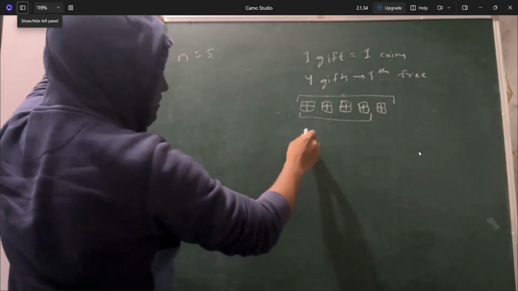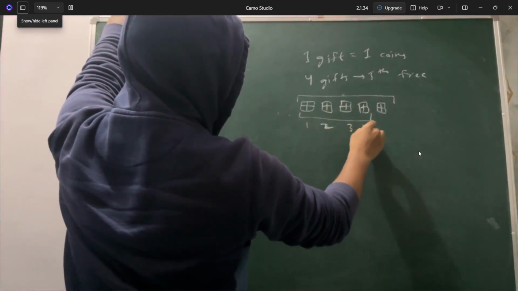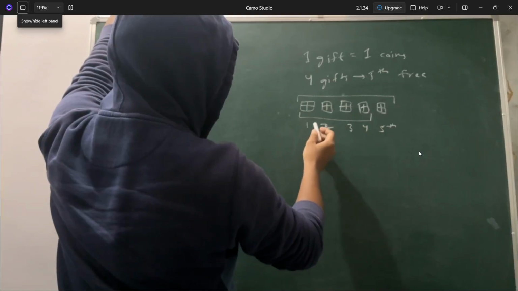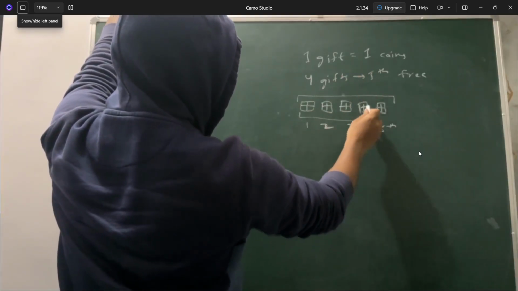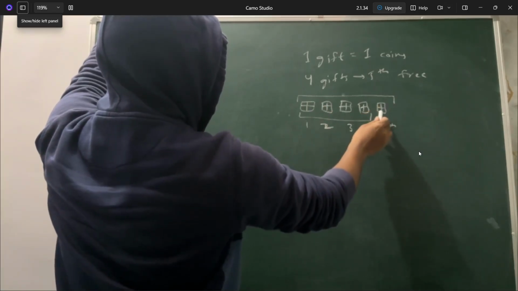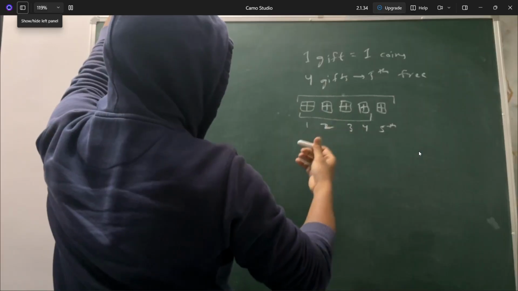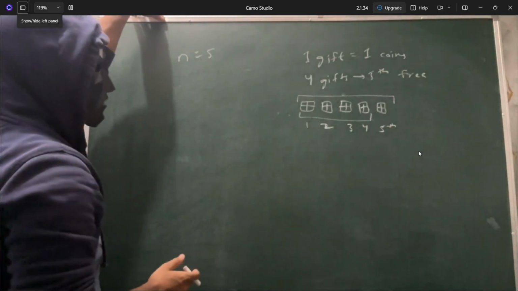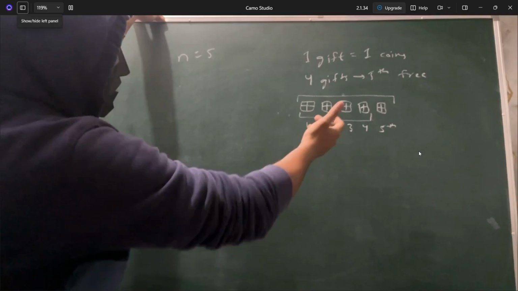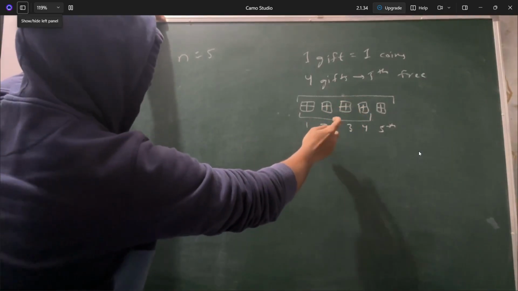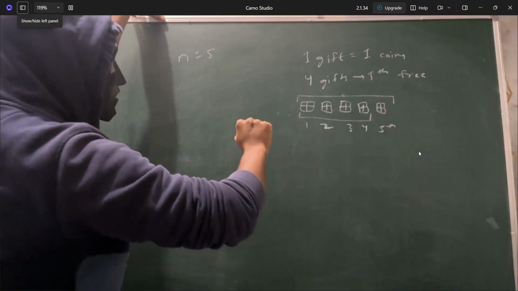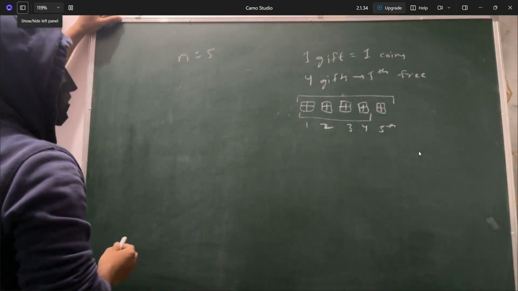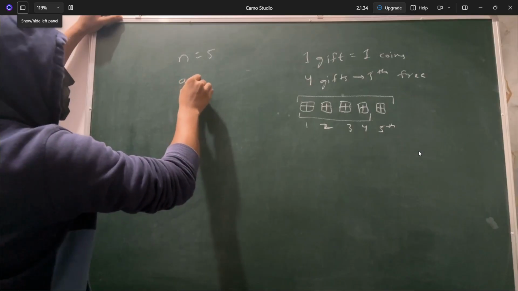He will buy 1, 2, 3, 4 gifts, and the fifth gift he's getting is free of cost. So he will be spending only 4 coins to purchase these 4 gifts, and since the fifth is free of cost, that is the minimum number of coins you will spend to buy n gifts. So in this case 4 is the answer. One gift we are getting free, so he will optimally buy only 4 gifts such that he is getting 5 gifts, and the 5 gifts he needs to give to Cheffina. So our answer is 4.